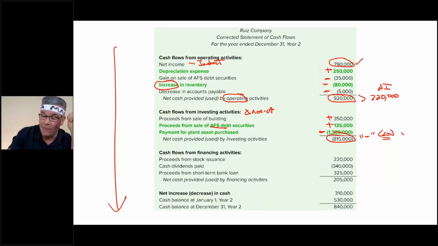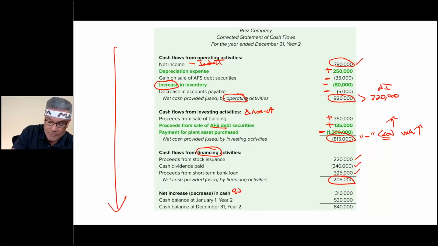When you're growing, value goes in what direction? Value and growth are directly related. Cash flow from financing, proceeds from the sale of stock, we got that. Cash dividends paid, outflow, we got that. Proceeds from the loan, so that's a positive 205. Now we net that out.